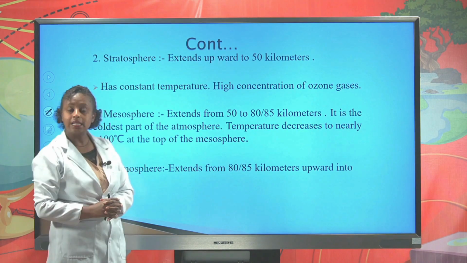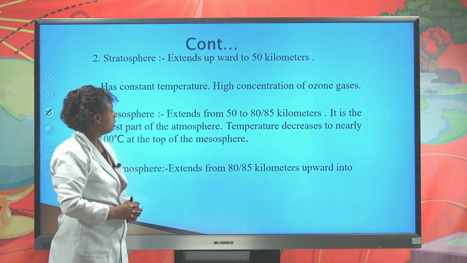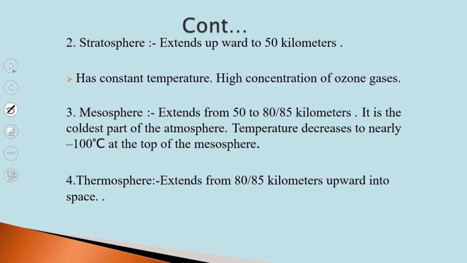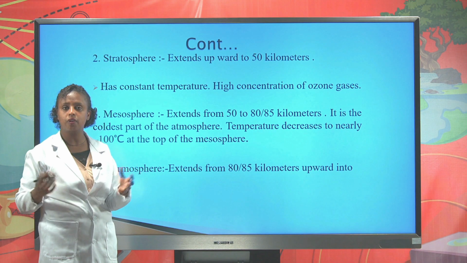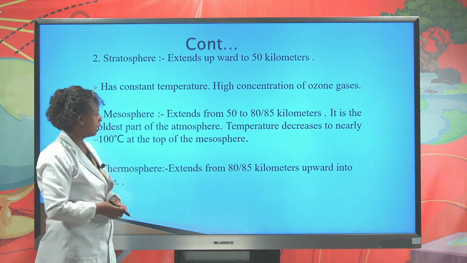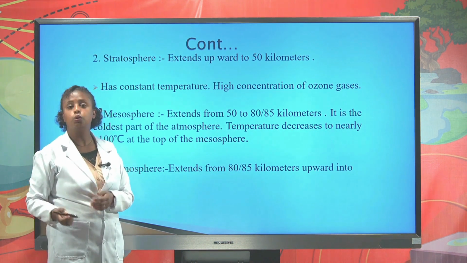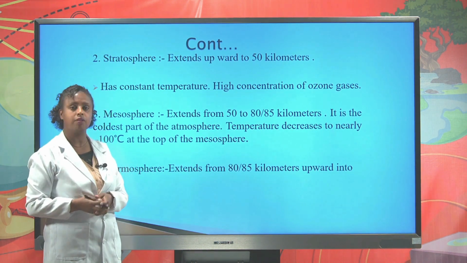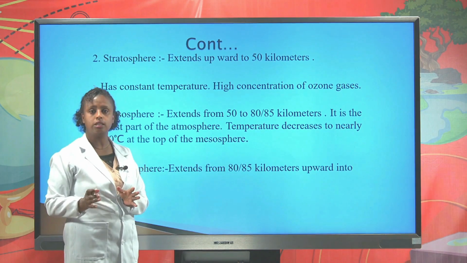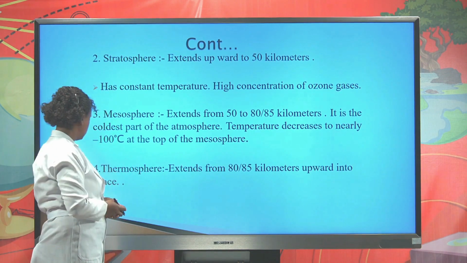The stratosphere is the second layer of the atmosphere. It extends to 50 kilometers above sea level. It has a constant temperature because it contains a high concentration of ozone gas. The mesosphere is the third layer of the atmosphere. It extends 50 to 80 or 85 kilometers above sea level. It is the coldest layer of the atmosphere.